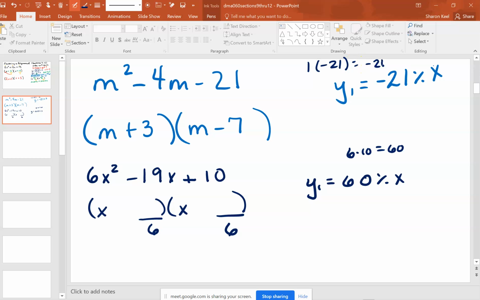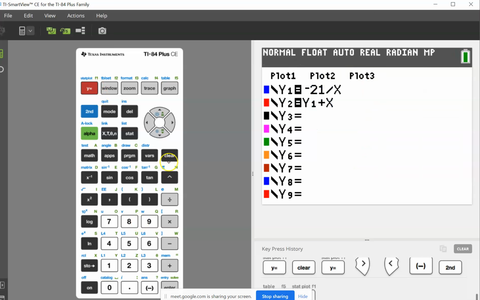Okay, so we're going to go to our calculator, and we're going to do y1 equals, hit clear, and do 60 divided by x. Then we're going to go second table and look for our middle number. Our middle number, b, is a negative 19. So look in your third column. Right now I don't see it, but I just need to scroll further up. Keep the cursor here, and I'm going to keep going up. And yes, I see negative 19.